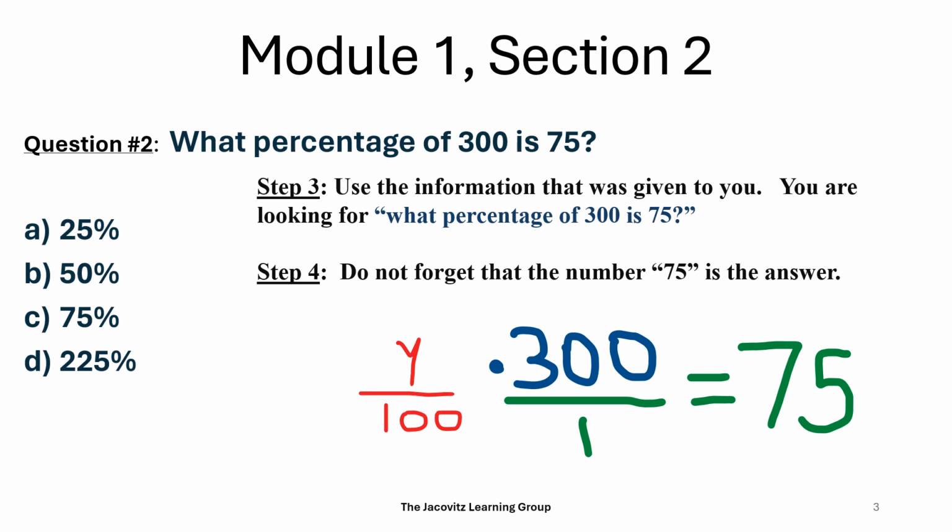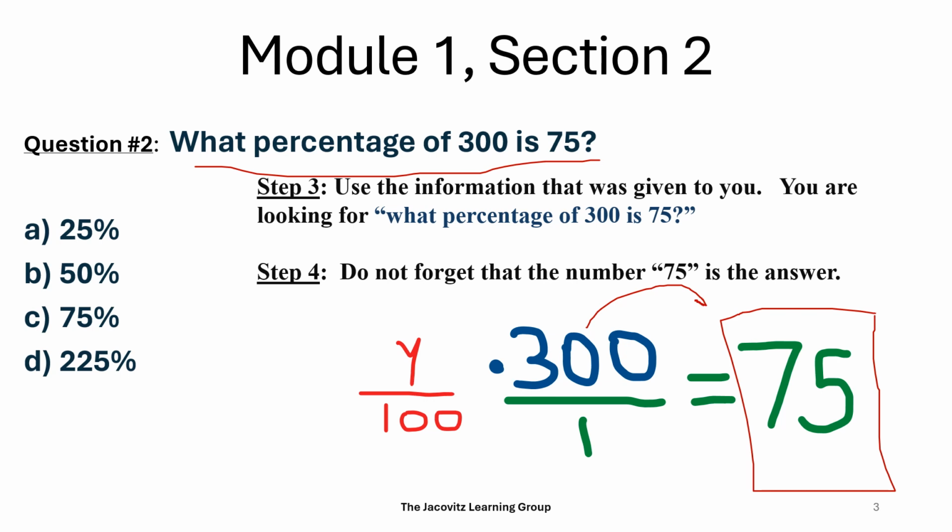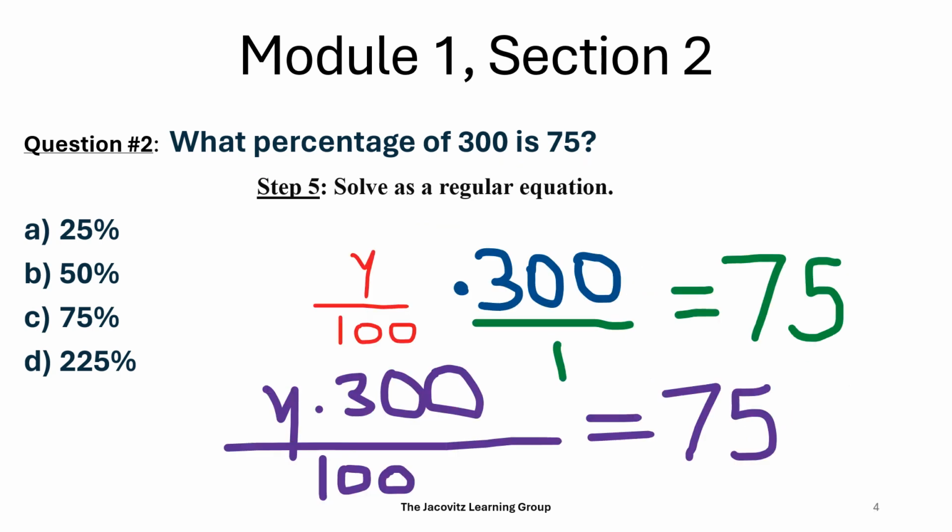Okay, so you have y over 100, and you take what is given to you. What it's really asking you is what percentage of 300 is 75, and don't forget that the answer was already given to you. What percent of 300, of this number, is going to give you that number? That's what that's asking you. So y times 100. Let's move on. This is y over 100. So y times 300 is going to give you 300y over 100.